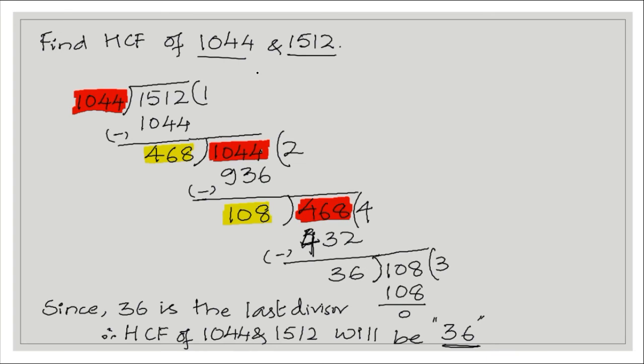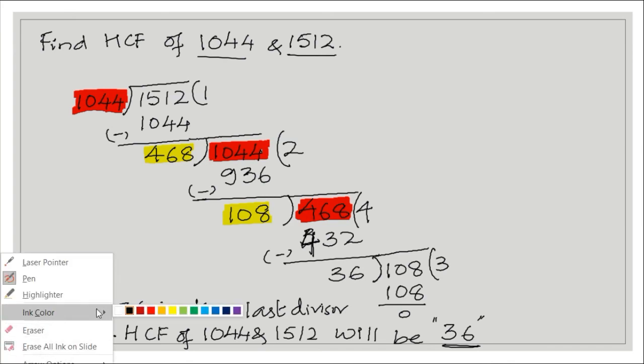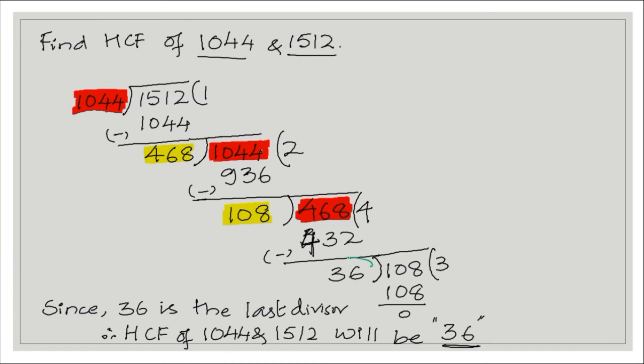Further, whatever remainder we get acts as a divisor, and the previous divisor will be the dividend. We have to further divide it, and this process continues till we get the remainder as 0. Once the remainder is 0, the divisor at that point will be the highest common factor or the greatest common divisor. Hope you have understood it now.